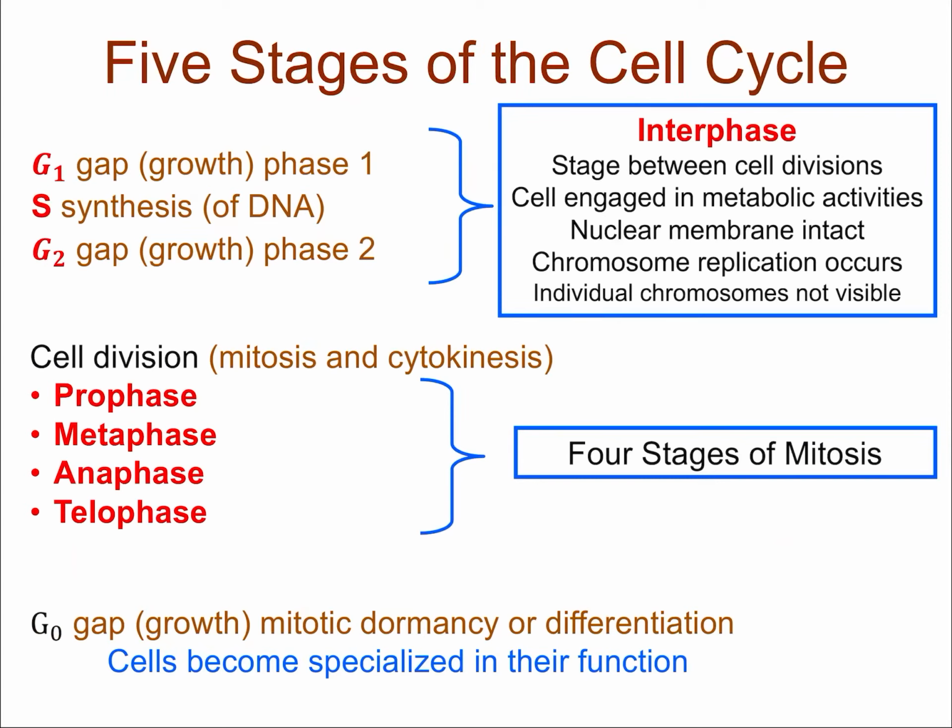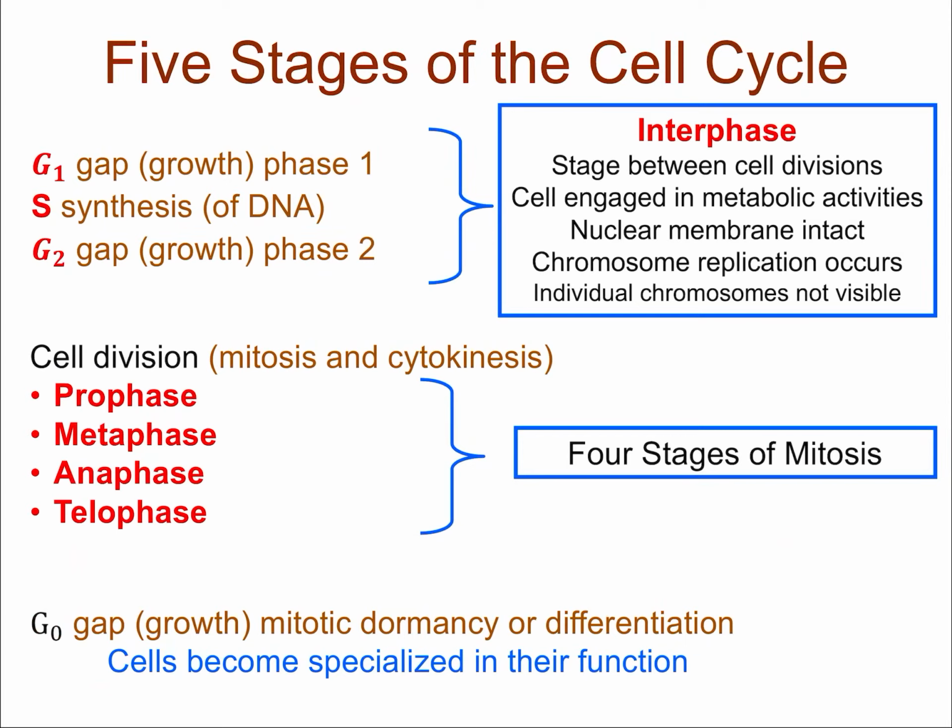Now, there are 5 stages of the cell cycle. You have the interphase, which is made up of 3 separate steps, the G1, the S, the G2. G always stands for gap, which is growth, and then S is for synthesis. This interphase is the stage between cell divisions. The cell is engaged in metabolic activities, the nuclear membrane is intact, so chromosome replication occurs, but the individual chromosomes are not visible. It's still just that kind of long spaghetti noodle.